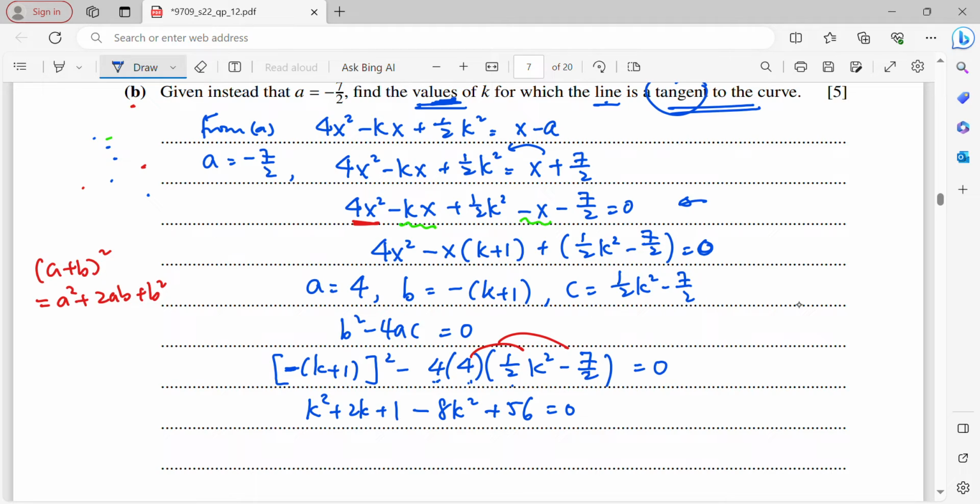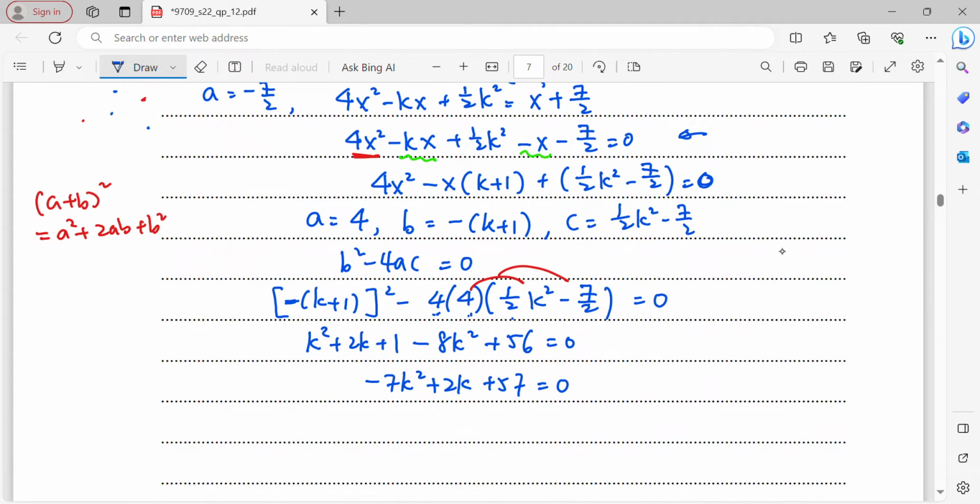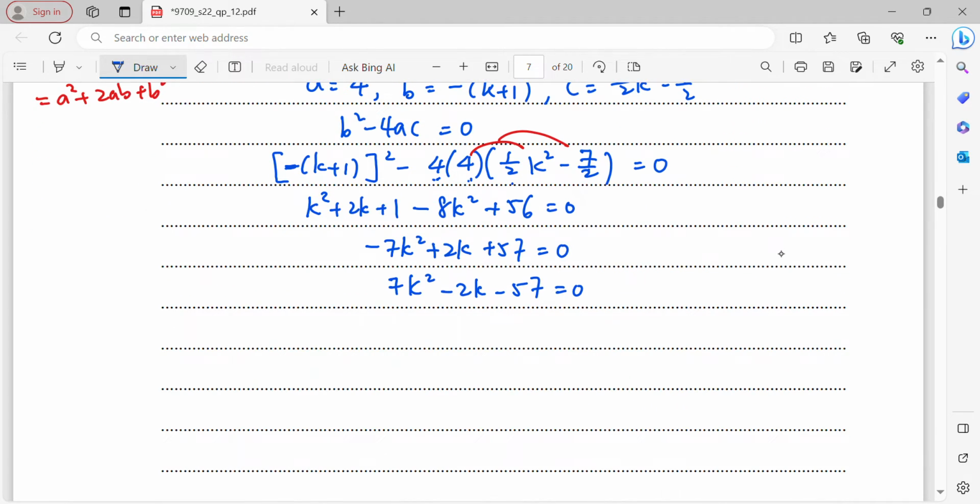Now, again, simplify. k squared minus 8k squared, you'll be getting negative 7k squared. Then 2k positive. 1 plus 56 is plus 57 equals to 0. Then from here, I can times the whole equation by negative in order to get positive 7k squared. So I will get 7k squared minus 2k minus 57 equals to 0. Right? And then from this quadratic equation, I will factorize.